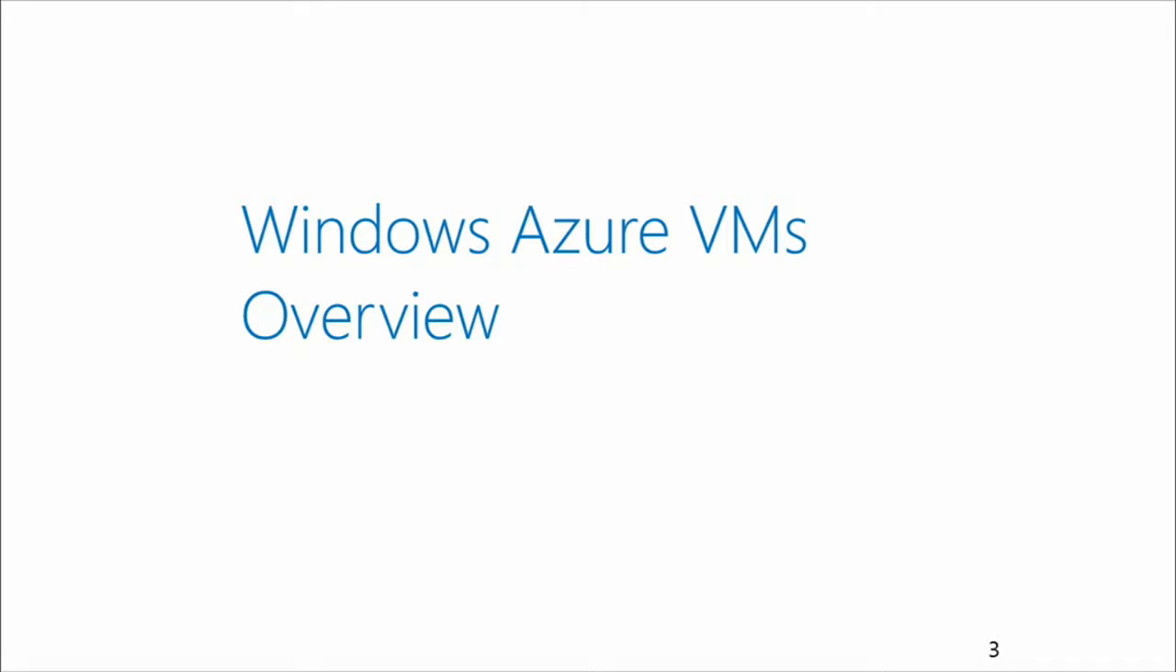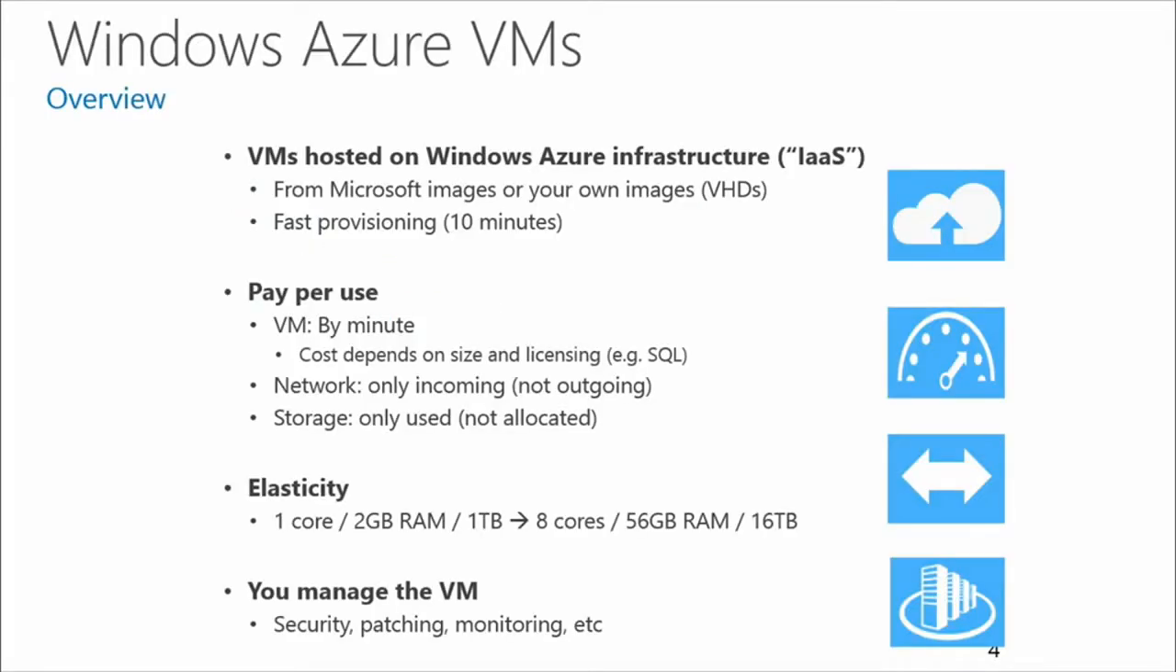Sure. So let's start with an overview first of what Windows Azure VMs are, and then we'll go into SQL Server running on Windows Azure. Windows Azure VMs basically means you can have virtual machines hosted in Windows Azure, what we call infrastructure as a service. There is a host machine that is hosting virtual machines for you. You can bring your own images, so you can prepare VHDs on-premise, upload them to the cloud, and provision virtual machines out of those images, or you can create virtual machines from the images that Microsoft provides.